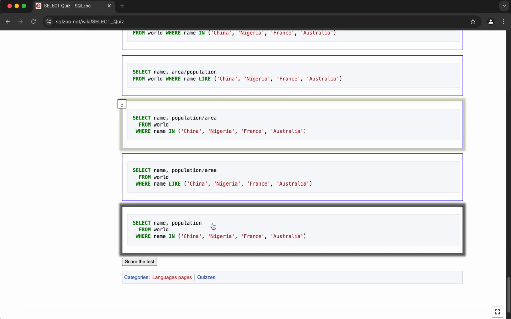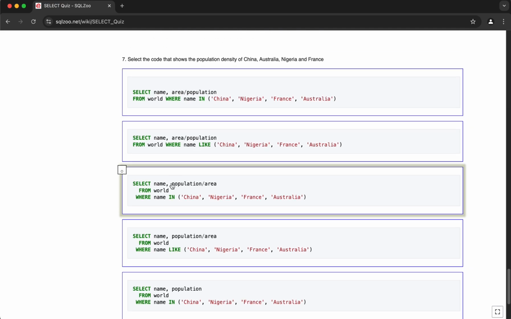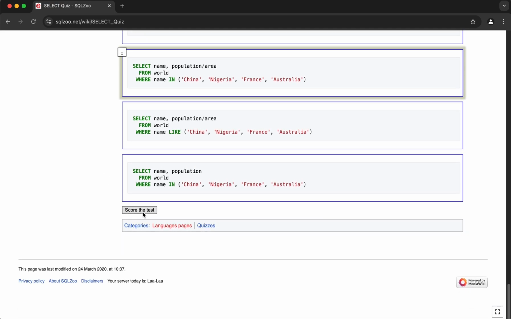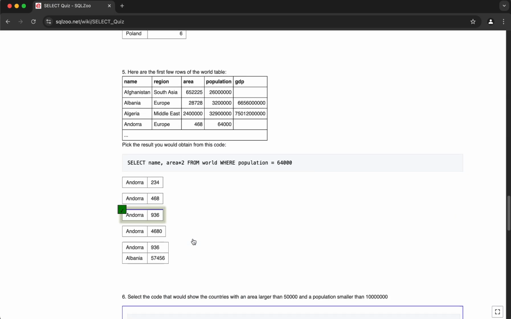Let's look at the last option, select name and population from world, where name in China, Nigeria, France, and Australia. So what makes this incorrect is this will only give us the population. It won't give us the population density, which again will make the third option the correct answer. And we can score our list, we can check it, and we can see that we got 7 out of 7 correct.